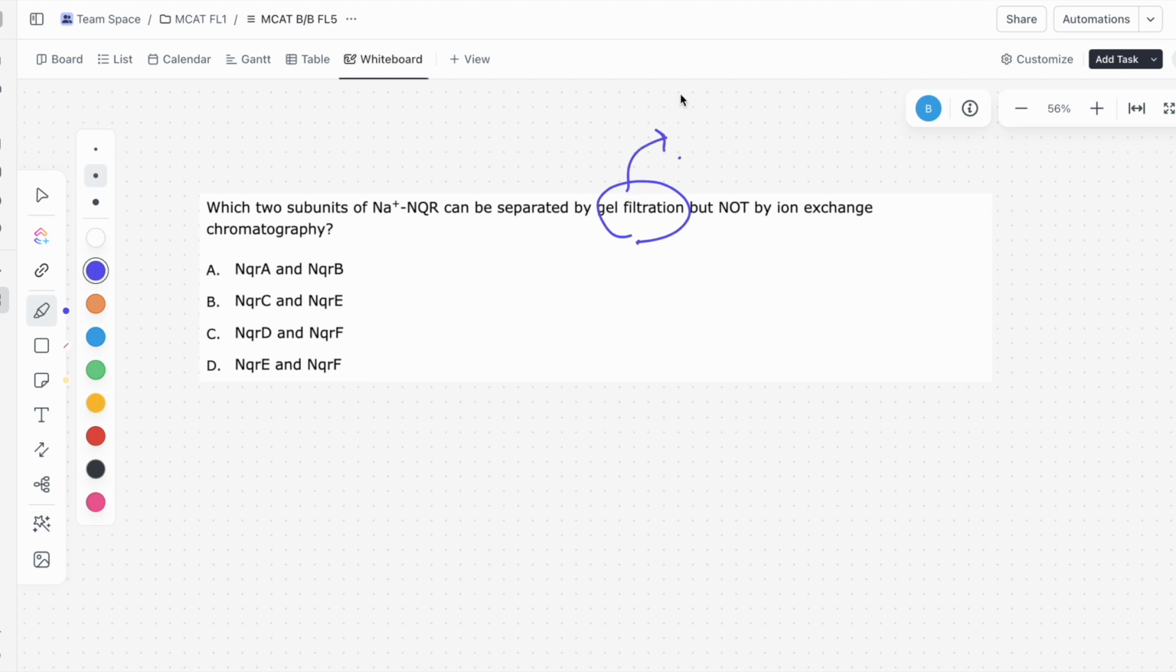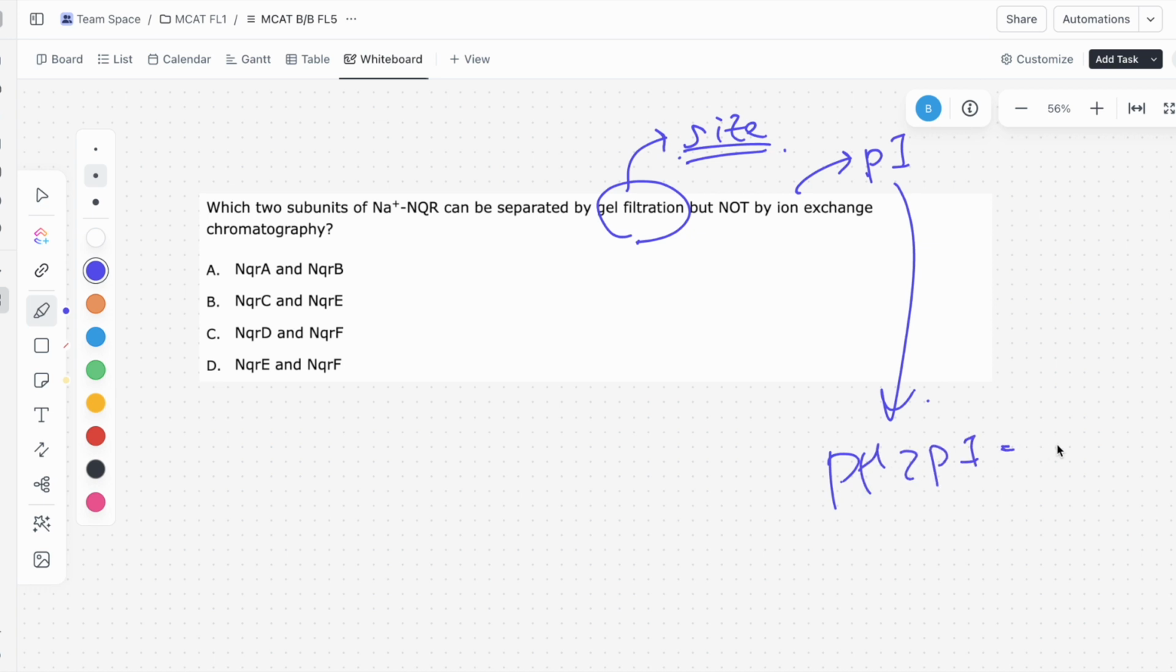So what is gel filtration? This is when you separate by size. And ion exchange chromatography is when you separate by the PI, or the difference in charges at various pHs, so basically PI. Guys, remember, just a side note: when pH is greater than the PI, you're going to be negatively charged, and if pH is less than the PI, the protein's going to be positively charged. So this is how we separate out different proteins with different PIs.